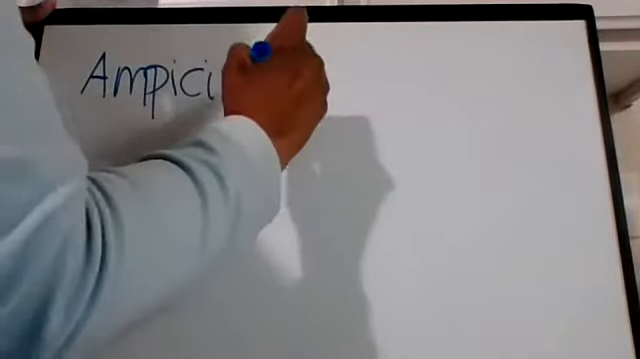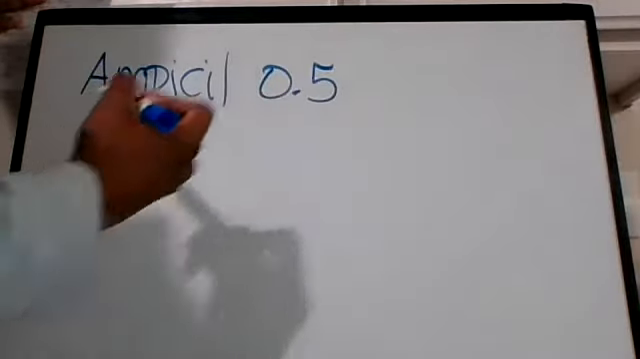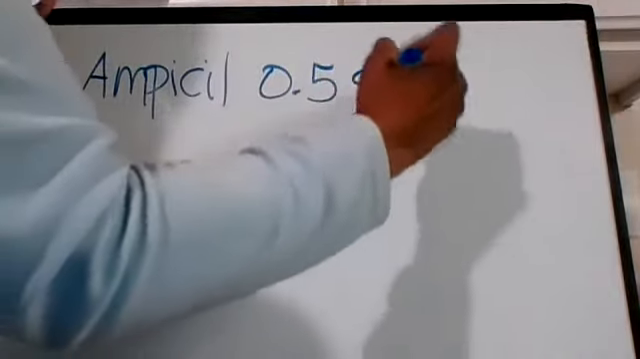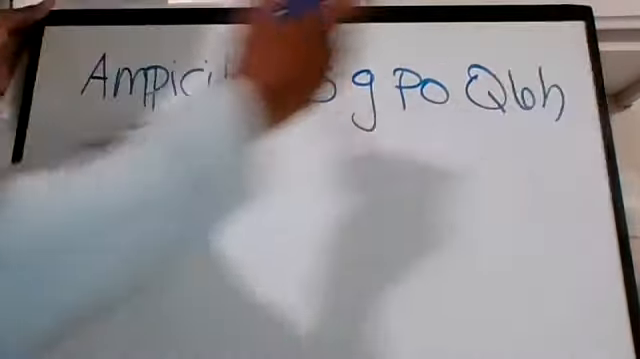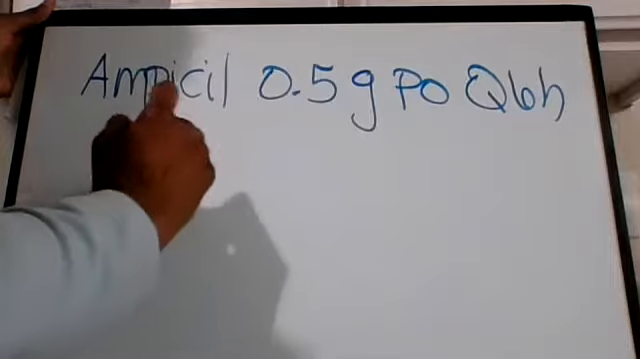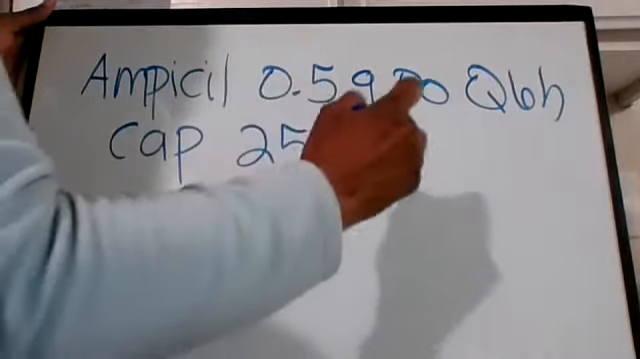I'm going to move pretty fast. Next one is ampicillin. Ampicillin, 0.5 grams PO every 6 hours. What you have available are capsules at 250 milligrams.